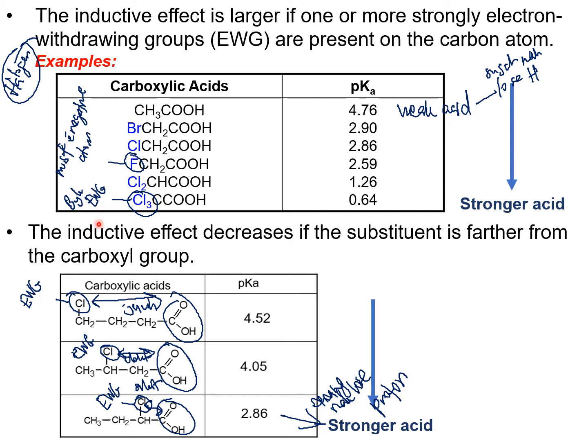Okay, selain daripada kita banyakkan electron withdrawing group dekat carboxylic acid, faktor distance pun memain peranan. Okay, distance between EWG dengan carboxylic acid pun memainkan peranan. Sebab kenapa? Makin dekat electron withdrawing group dengan carboxylic acid, makin senang lah dia nak lemahkan bond between O dan H ni. So lagi senang nak lose proton, makanya dia akan jadi a stronger acid.